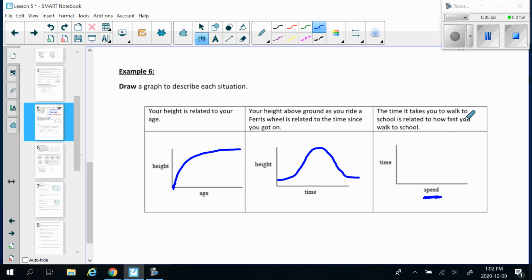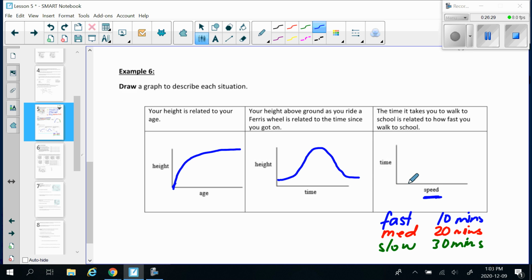It says the time it takes you to walk to school is related to how fast you walk to school. So maybe on day 1, you walk really fast, and it takes you only 10 minutes to get to school. And then on day 2, you walk kind of medium fast, and it takes you 20 minutes. But then on day 3, you walk really slow, and it's going to take you 30 minutes. So the relationship between how fast you walk, if you walk at a speed of 0, first of all, you're never going to make it.